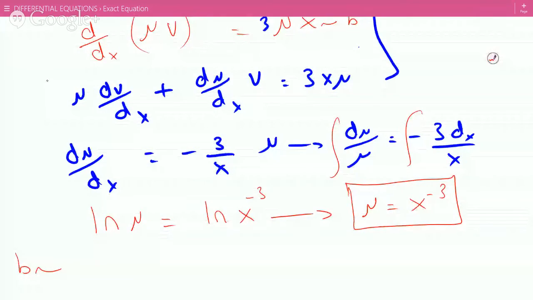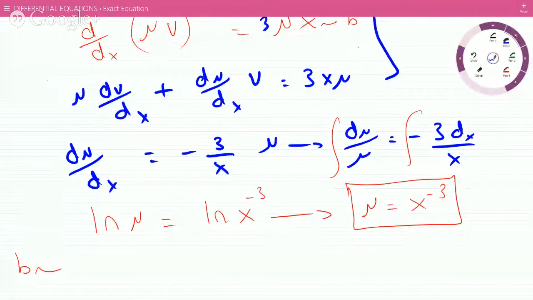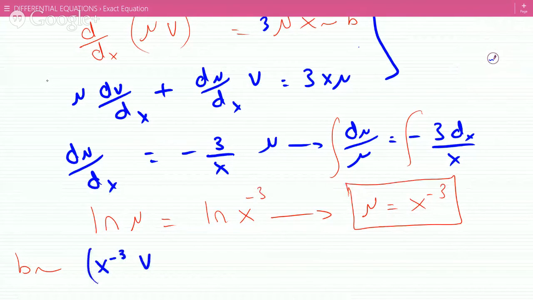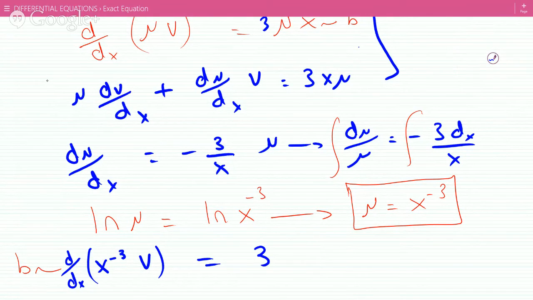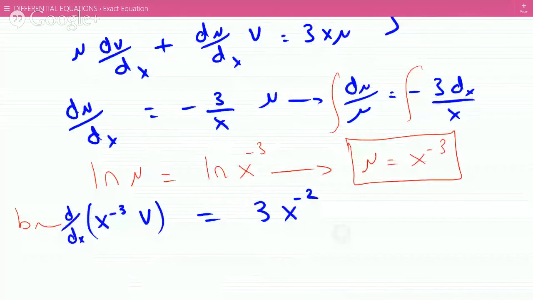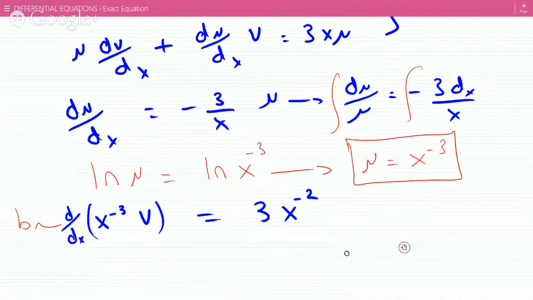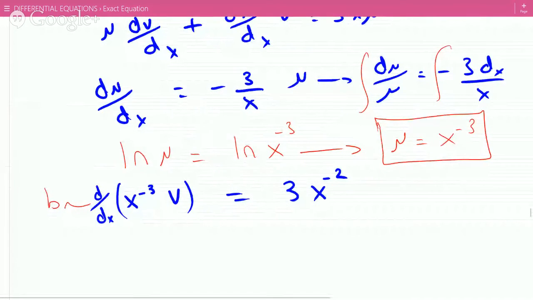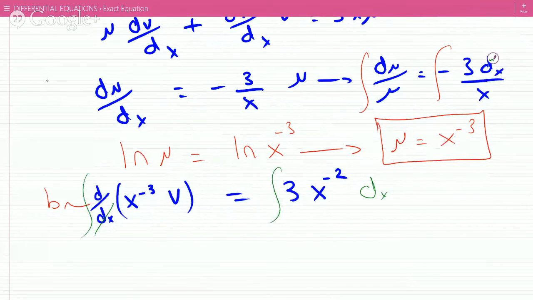So equation B becomes mu v equals 3 mu x to the minus 2. So we're gonna now take this dx, put it here, and integrate both sides. So we will get x to the minus 3 v.